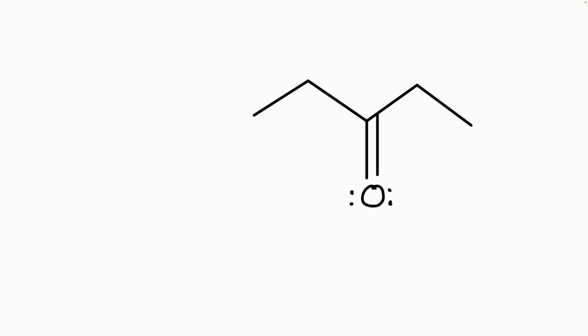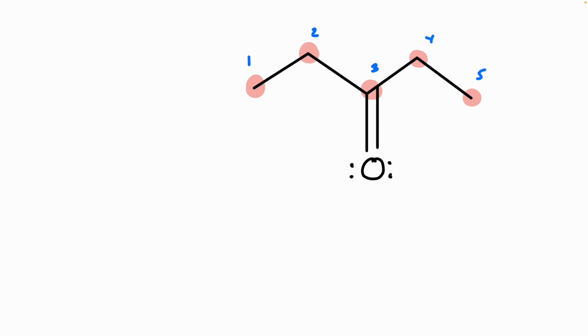All right, so let's go through our rules here. How many carbons are in our parent chain? 5. We're going to number our parent chain: 1, 2, 3, 4, 5. If I went the other way, it would be the same here. So my parent chain here is pent, -one.